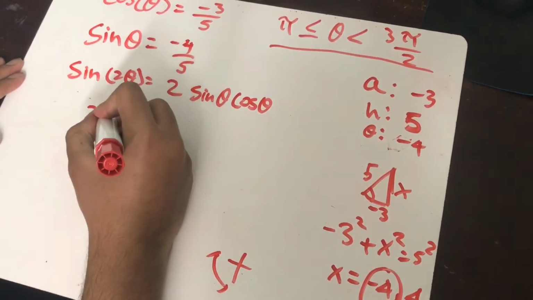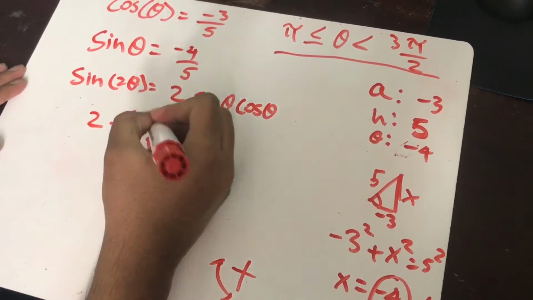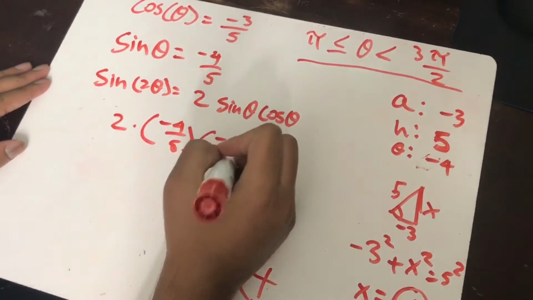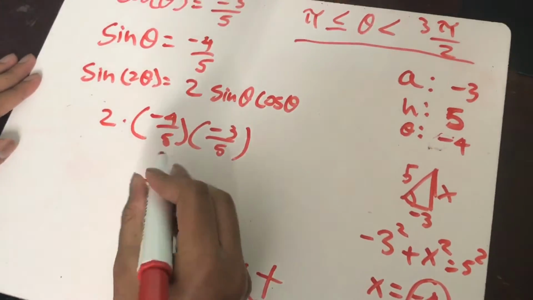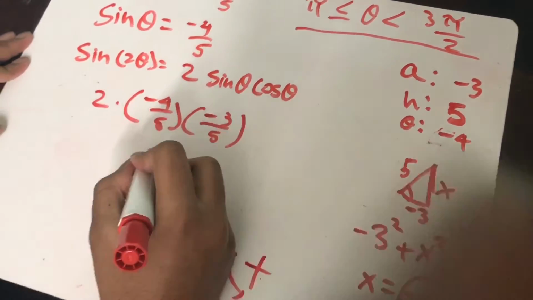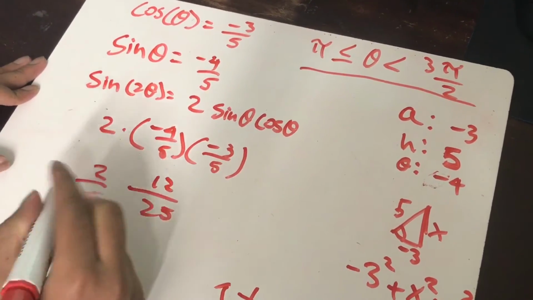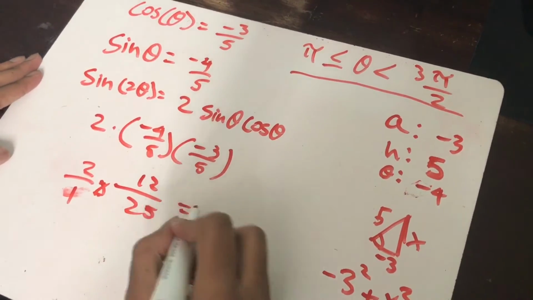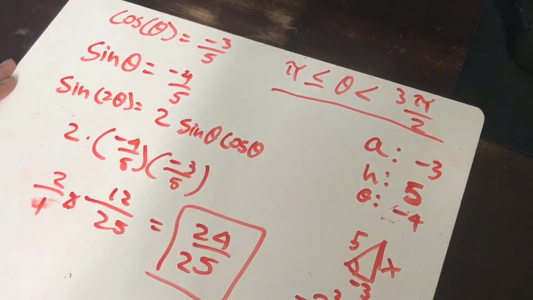So it's going to be 2 multiplied by sine of theta, which is negative 4 over 5, multiplied by negative 3 over 5, which is our cosine. When we multiply the denominators together, we get 25. We multiply 4 and negative 4 and negative 3, we get 12, and now we have to multiply by 2. So we get 24 over 25, which is our answer.